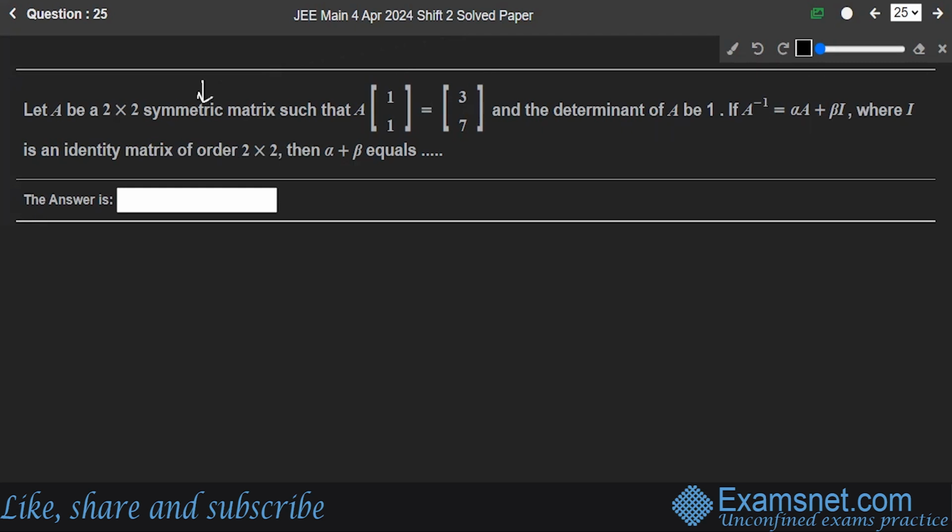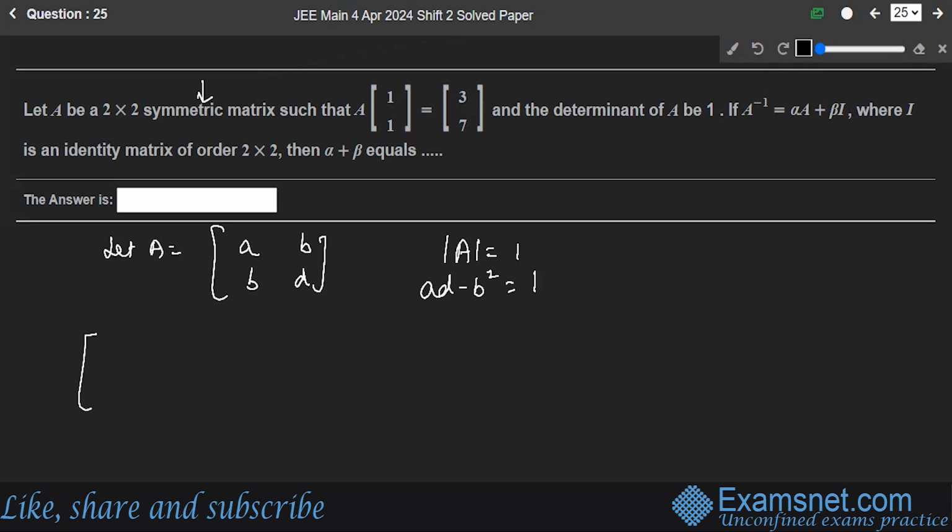See, you are given A is a 2 by 2 symmetric matrix. Then let's say A is given by A, B, B, D, because this is a symmetric matrix, right? I hope you know the symmetric matrices whose transpose are the same. Okay, so this is it. So you are given that the determinant of A is equal to 1. So determinant of A is equal to AD minus B square. This is equal to 1.